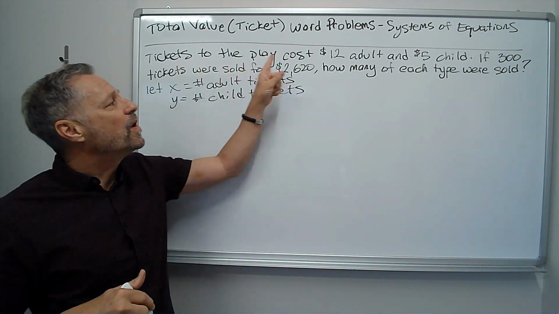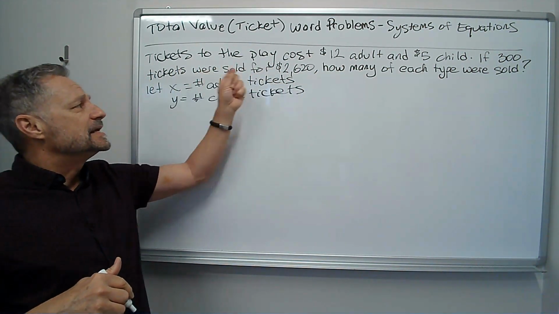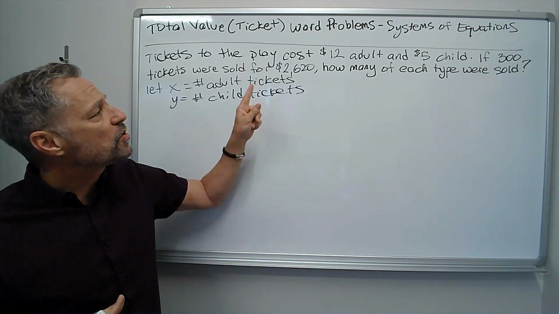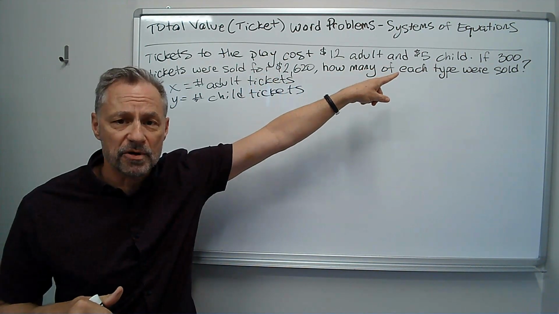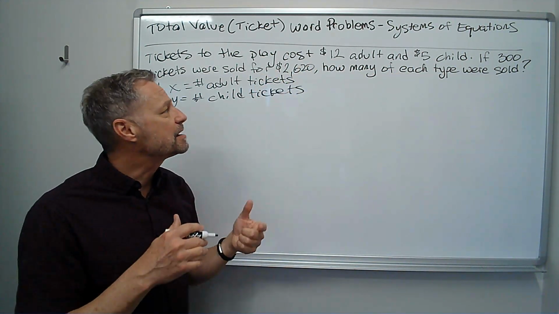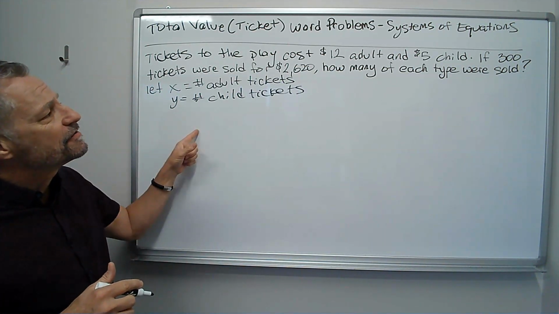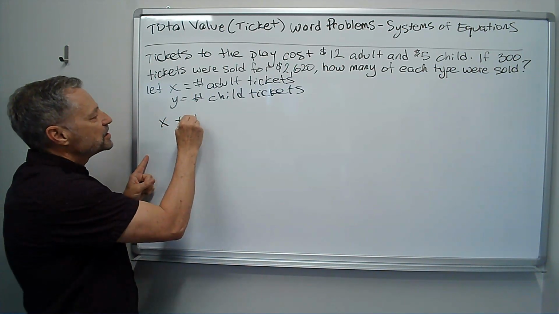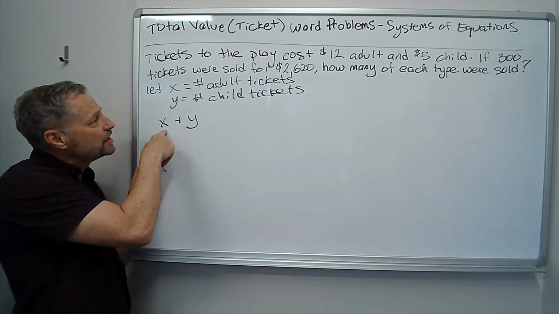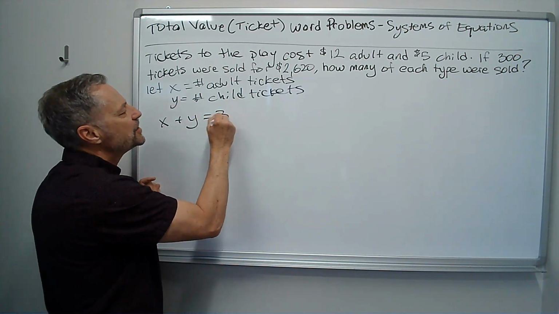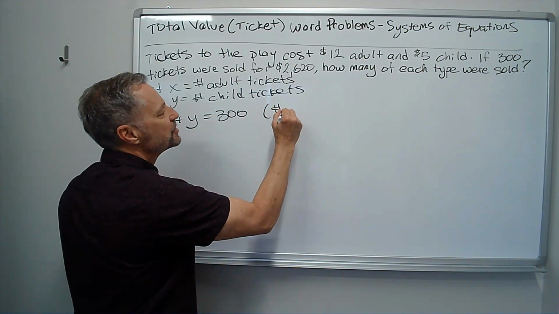Now, one of the equations we're going to have, and we have to have two equations because we have two variables. One of the equations has to do with the number of tickets. The other is the amount of money. So let's think about number of tickets. If we say X plus Y, that's the number of adult tickets plus Y, the number of child tickets. We know that was 300 tickets. So that's number of tickets.